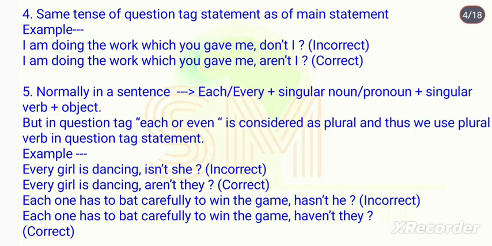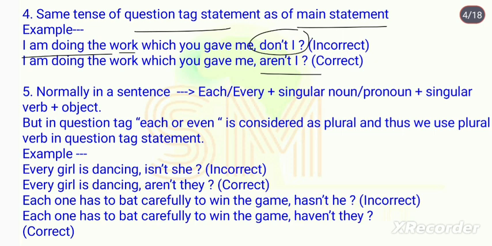The main statement and the question tag statement should have the same tense. Example: I am doing the work which you gave me, don't I? I am doing the work which you gave me, don't I? It means the tense of the question tag should be the same. I am doing is present continuous tense, so don't I is simple tense. So don't I must be replaced by aren't I. I am doing the work which you gave me, aren't I?